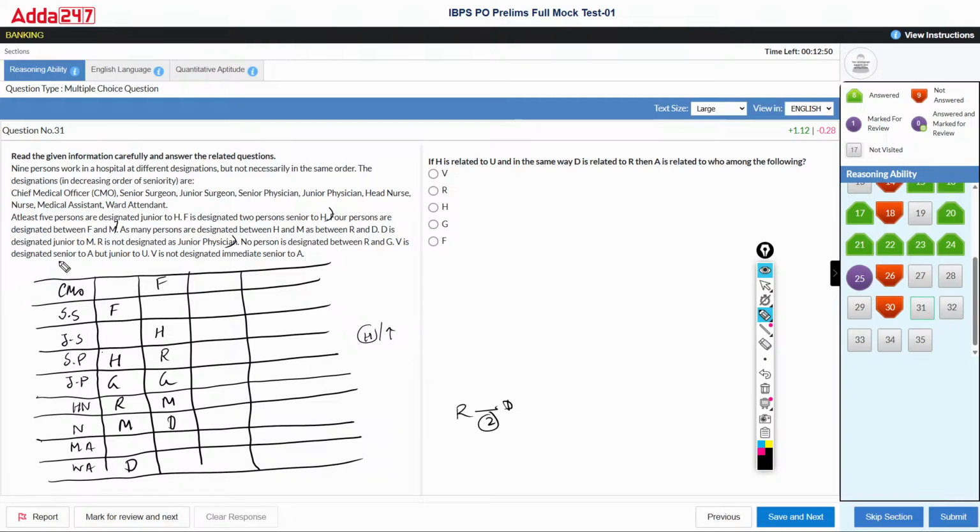V is designated senior to A. V is senior to A, but junior to U. V is not designated immediate senior. So here immediate senior. So A, B, U. If H is related to U, H is related to U. Okay, so -2. B is related to -2. Then A is related to 1 to G.